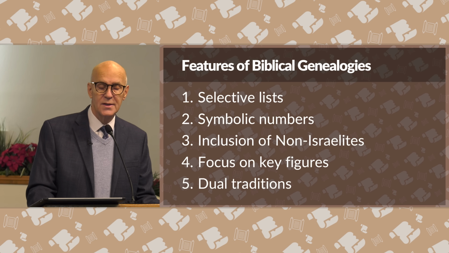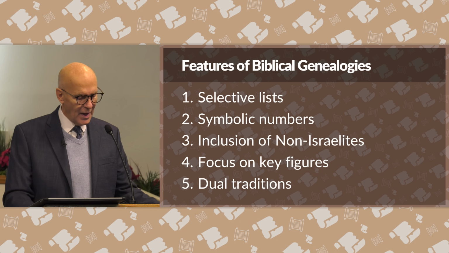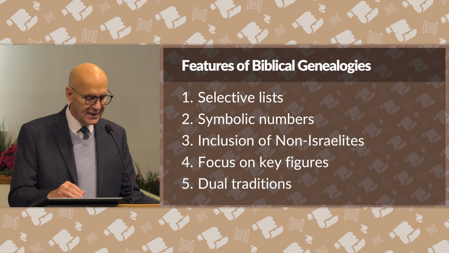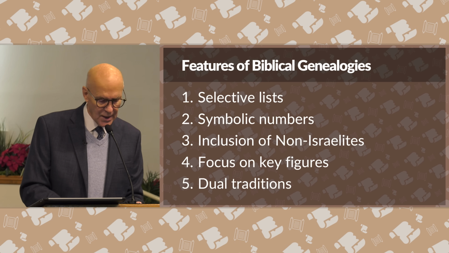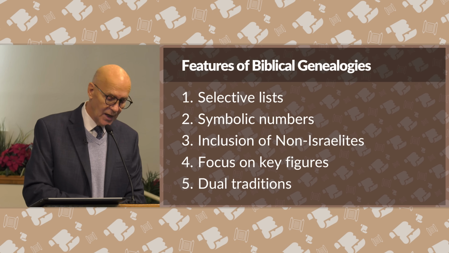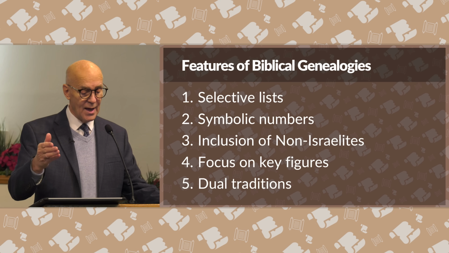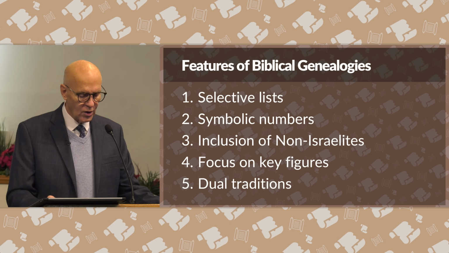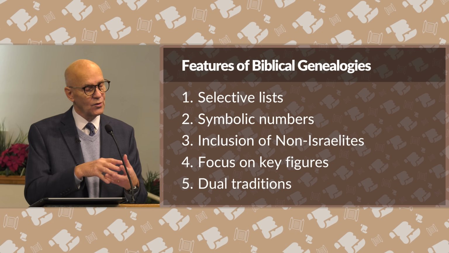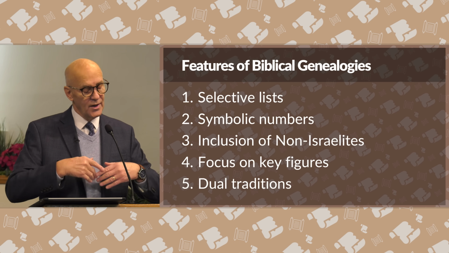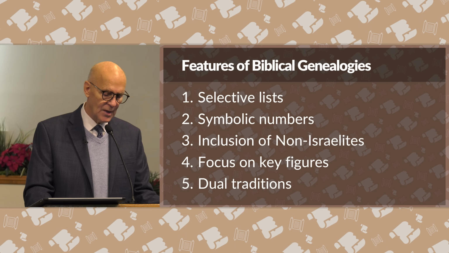Another one has to do with numbers. Numbers hold symbolic significance with patterns such as 7 or 10, indicating completeness or divine order. Another feature is inclusion of non-Israelites. Some of the genealogies highlight the inclusion of outsiders such as Rahab and Ruth to underscore God's universal purposes, that His purpose is not just for the Jews. The Jews are a people He's using to achieve His greater goals, which will affect all of humanity.